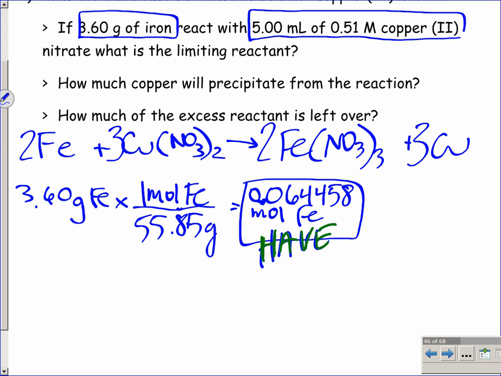All right, same story. Do it for copper 2 nitrate. So this information I told you guys to be used together. Do you remember how to use that together? Okay, take the milliliters to liters and then, so that's 0.51 moles over 1 liter. So basically we're doing M times V to get moles. Do you remember that? M times V. So M is capital M, moles per liter, times liters to get to moles.